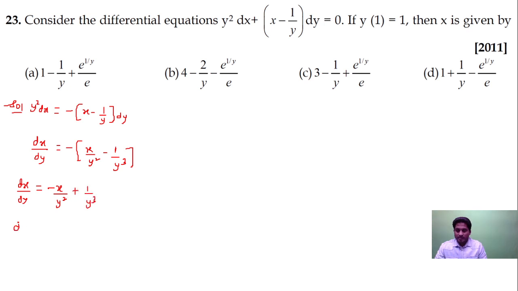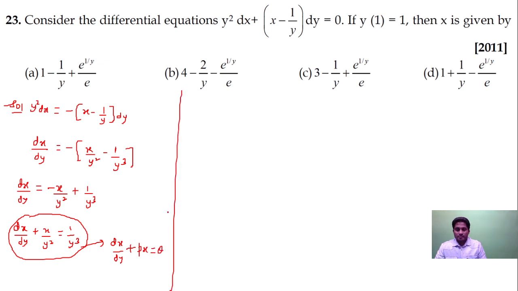Shift on the left side, you get dx by dy, minus and minus is plus, so this is x by y square is equal to 1 by y cube. Okay, so this is of the form dx by dy plus px is equal to q. P and q are constants or functions of y. So this p is equal to 1 by y square and q is equal to 1 by y cube.